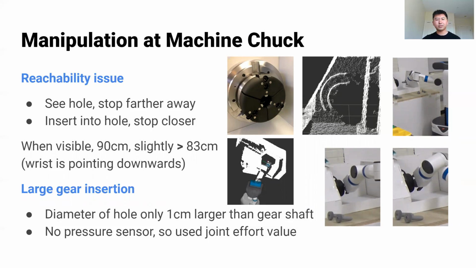For large gear insertion, the diameter of the hole is only 1 centimeter larger than the gear shaft. So if the robot grasps the large gear less accurately, the large gear won't catch in. There is also no pressure sensor in the robot's hand. So we use the joint effort values of its arm to let the robot retry after the large gear is inserted into the chuck itself, not the hole.